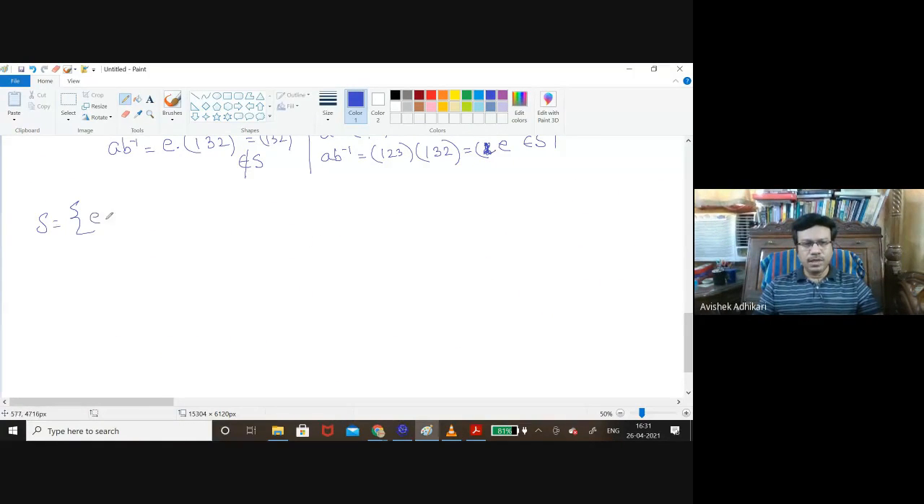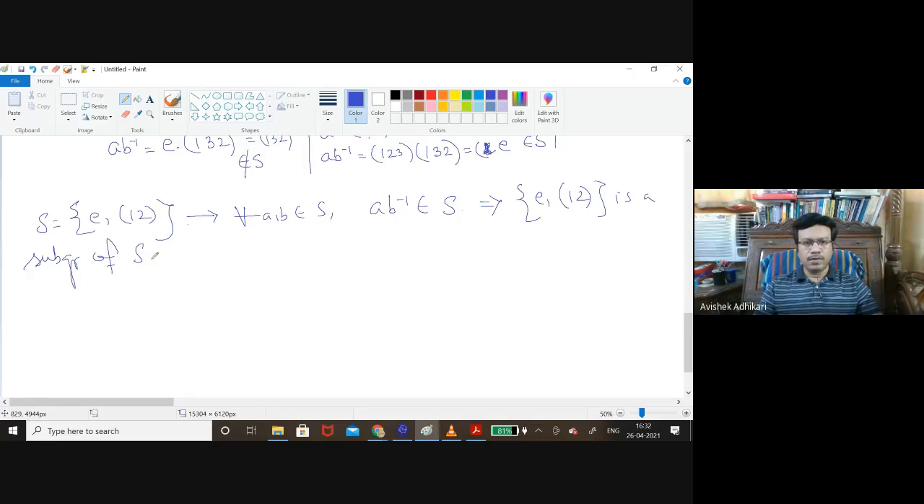Okay. Whereas if I consider my S to be, say, E 1 2, and check with this result whether that is also there or not, then you will be able to find that for all A, B belonging to S, A B inverse also belongs to S. That will imply E 1 2 is a subgroup of S3. Okay, that you can check on your own. So that's a very strong result.